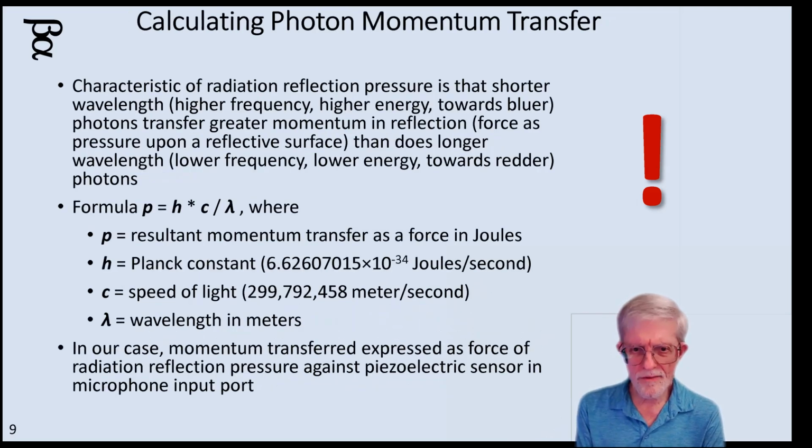So a characteristic of reflection pressure is that you can actually take the wavelength of the photons and come away with what would be the force, the amount of momentum transferred in joules. And remember, joules and newtons are pretty much the same. So the calculation would be the force in joules from the photons hitting the surface of the piezoelectric material, not the voltage output, but the actual force upon the piezoelectric, is the Planck constant in joules per second. So you can see that the joules with joules drops away, and the speed of light, and then the wavelength of the photons in meters.